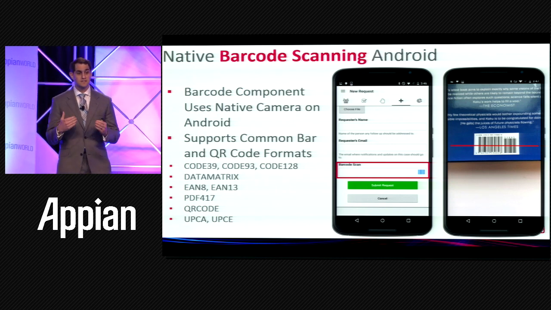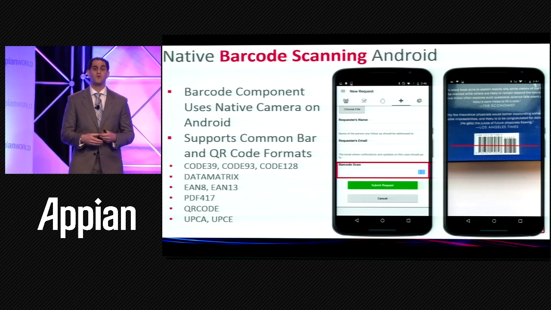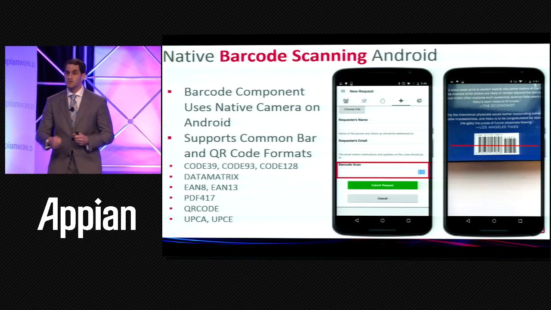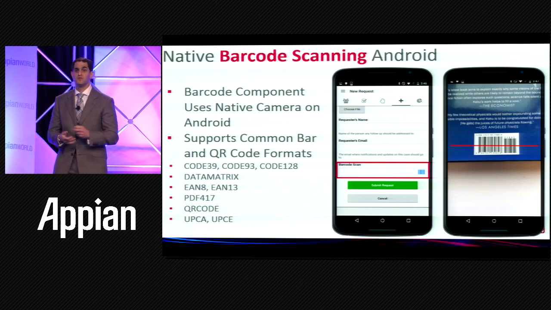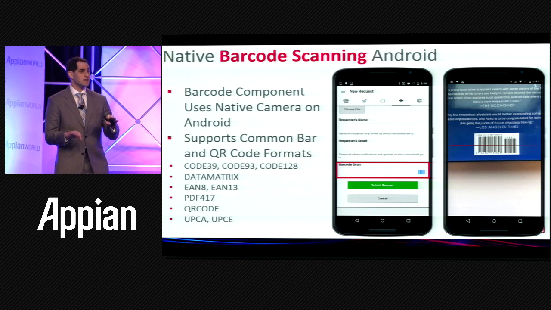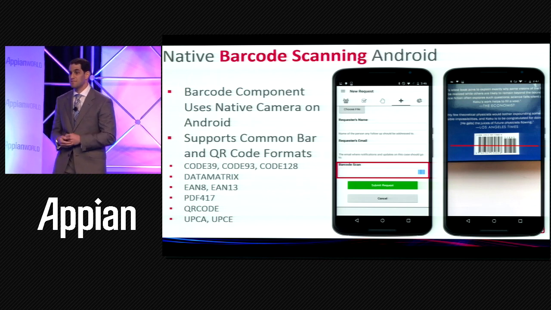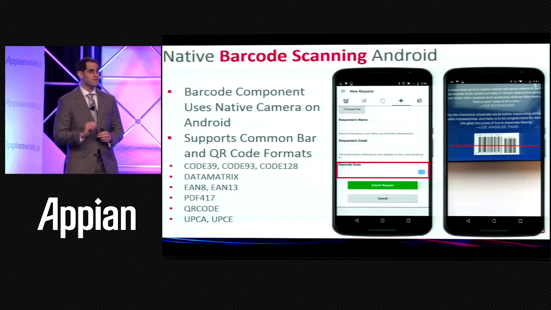You can tell it when configuring it what type of code you want to accept. So as a user, you just pull out your camera, point it at the code that you want to scan, and even if there are other types of codes around it, which often happens on packaging, the camera will find the one that you've configured for that component and ignore the rest.